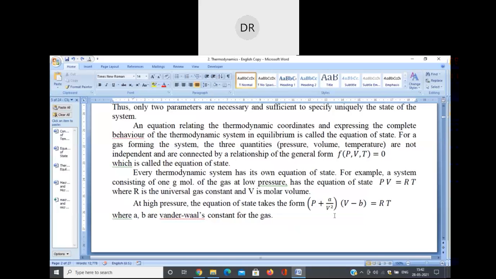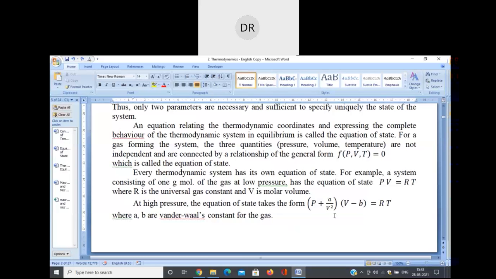So from the ideal gas equation, we have PV equals RT: pressure, volume, temperature. This is an equation that represents the ideal gas at any state. Similarly, for a van der Waals gas or laboratory system, we have (P + a/V²)(V − b) = RT.